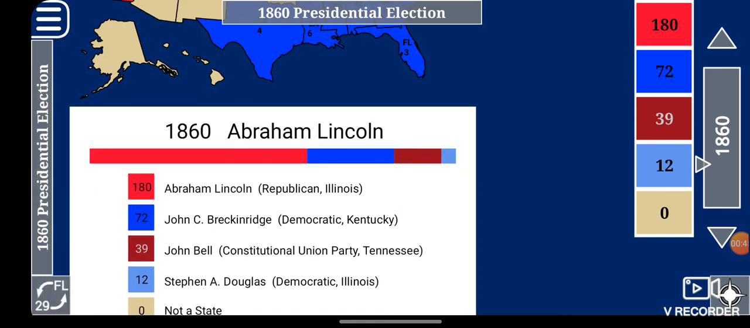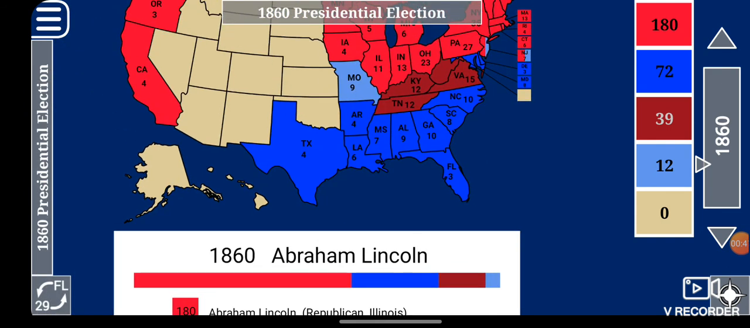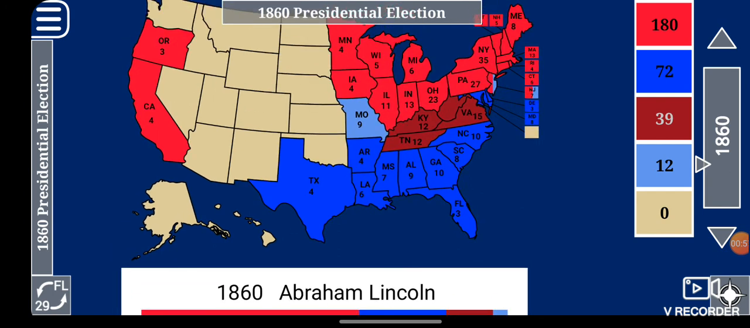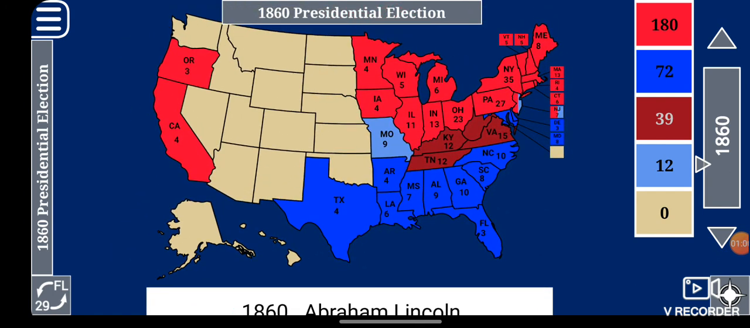They didn't want Abraham Lincoln to be president because I'm doing a YouTube video right now. The reason why they didn't want Lincoln to be president is because they said he was going to take away slaves.